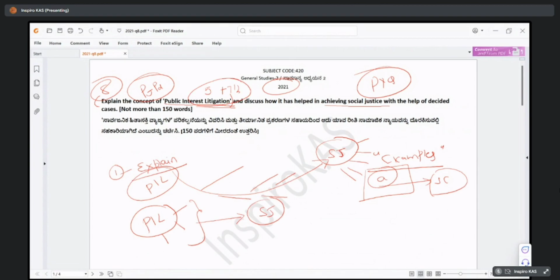So this would be my distribution, or you can go for 6 also. So 6 marks for what is public interest litigation, and the remaining 6 marks for justifying how public interest litigation has helped address social justice in India.